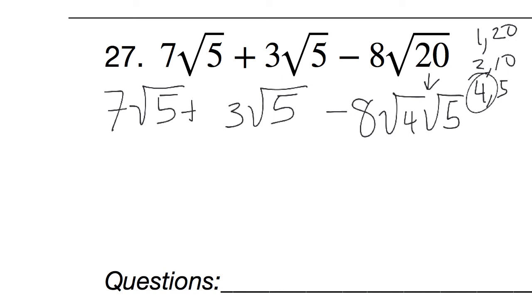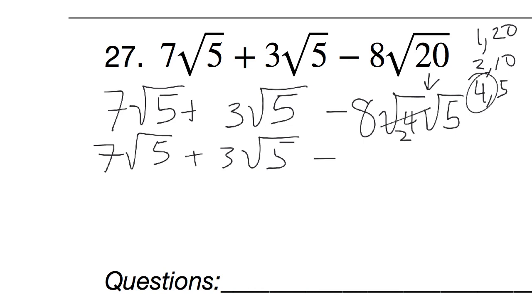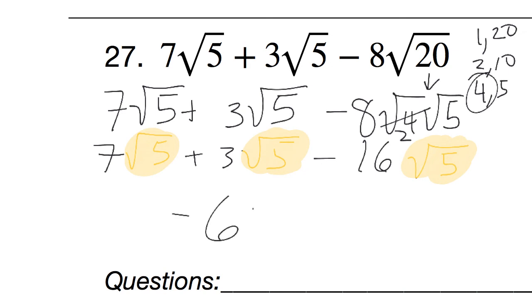So that means I can combine, let me simplify this first. 7 square roots of 5 plus 3 square roots of 5 minus 8 times, this is actually 2, 8 times 2 is 16, square roots of 5. So we've got 7 of these, plus 3 more of them, minus 16 of them, you get a negative 6 of them. Negative 6 square roots of 5.